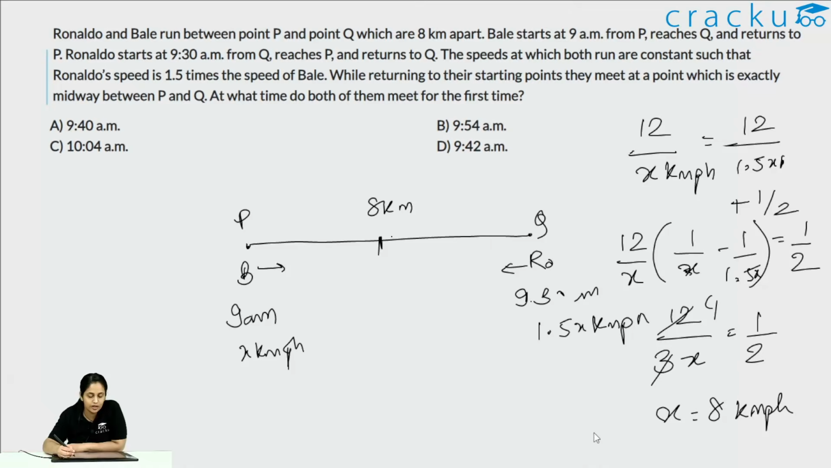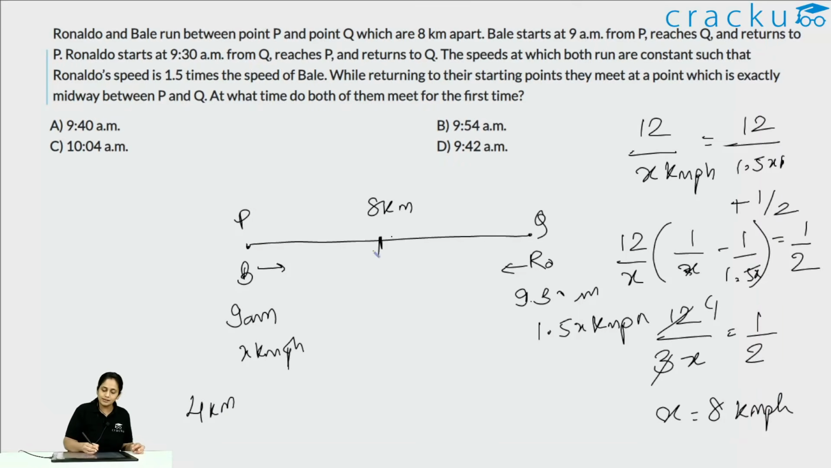So we get the idea of what they are doing and what their respective speeds are. We are asked at what time do both of them meet for the first time. We know the time they meet for the second time, which is midway between P and Q. So when do they meet for the first time? Here we can use the concept of relative velocity, because essentially that is when they are both moving towards each other. If x is 8 kilometers per hour, in the first half an hour when only Bale is running, how much distance is he going to cover? Half into 8 kilometers per hour, that is 4 kilometers.